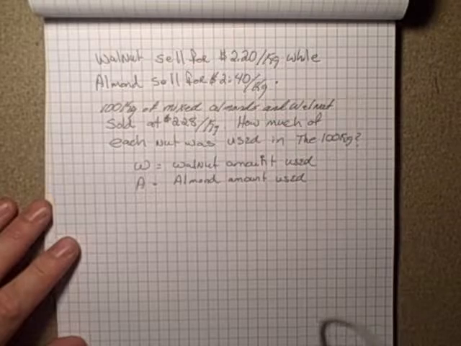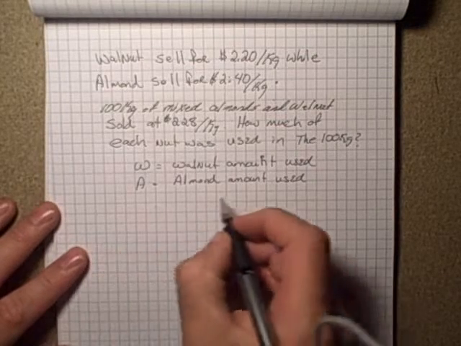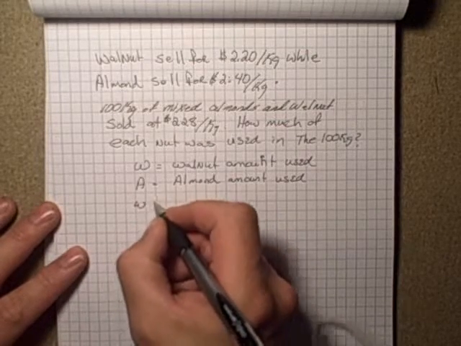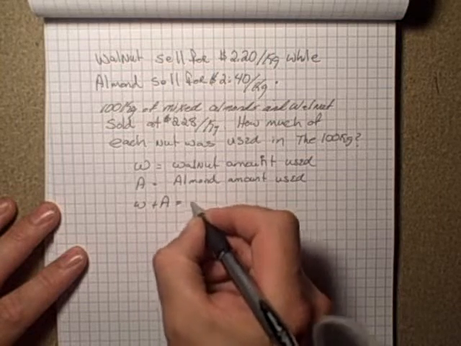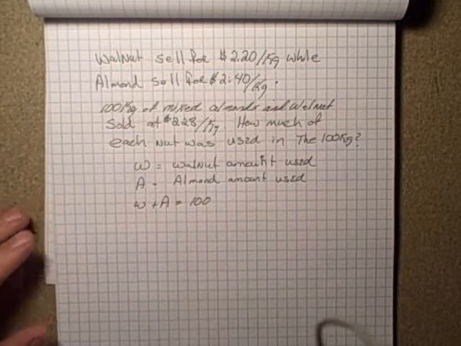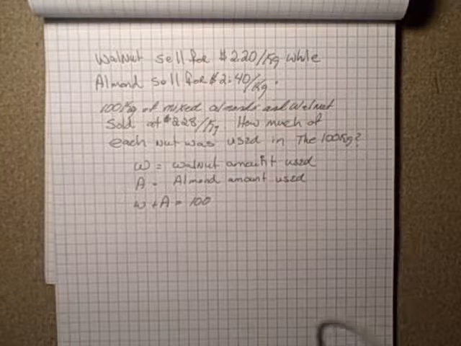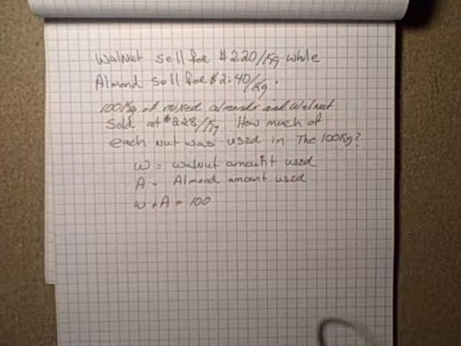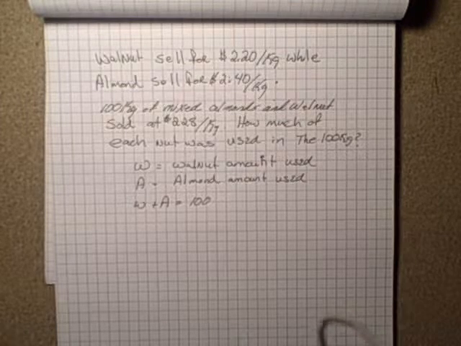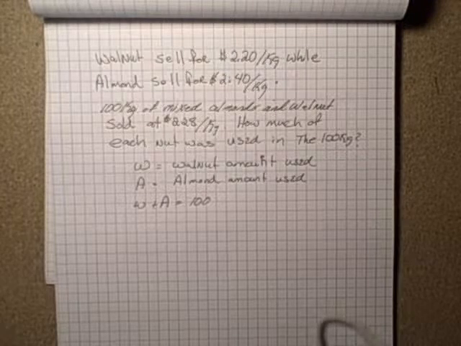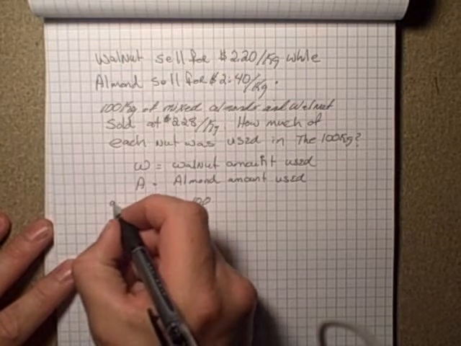Okay, so we know for a fact that these two combined give us our 100 kilograms. So there was a total of 100 kilograms of walnuts and almonds in that mixture. So that's our first equation.